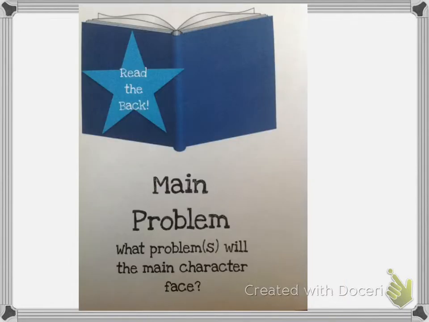The next thing is the main problem. There's going to be a main character in almost every single book you read that's a fiction novel. The main character will have a problem. So you can usually find out from the blurb on the back what that problem is for the main character.